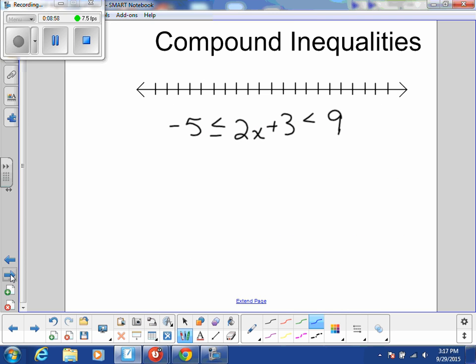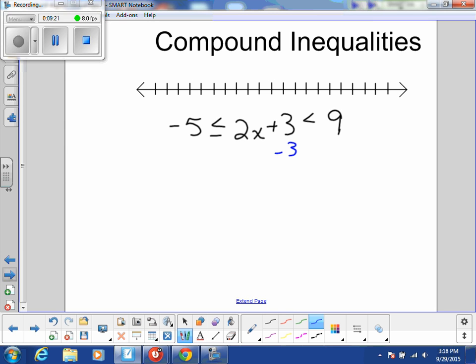Let's do one more. Now look at this one. I'm not going to split it up. I'm going to make my eyes look straight for the variable. Here's the variable. It only is in one place for this. Now what's happening to the x? It's being multiplied by 2, and it's having 3 added to it. So we're going to do the inverse, starting with subtracting 3.